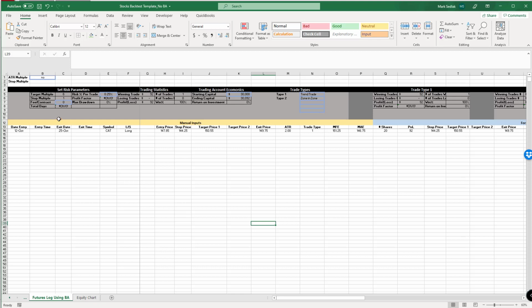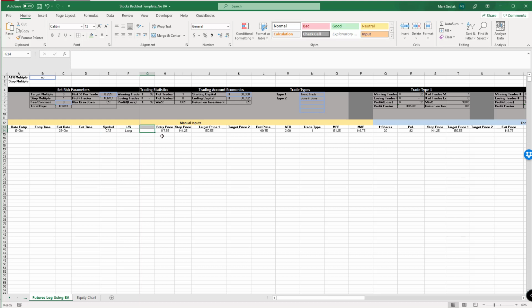First and foremost, I have kind of color coded this bottom section. Here in the gold color, you have your manual inputs. This is where you're going to actually type in the information for the trade, such as what was the entry date, what was the exit date, what's the symbol. So is it a stock chart, or if you're looking at Forex, I have a separate spreadsheet for Forex. This is where you would put your Forex pair. Are you long or short?